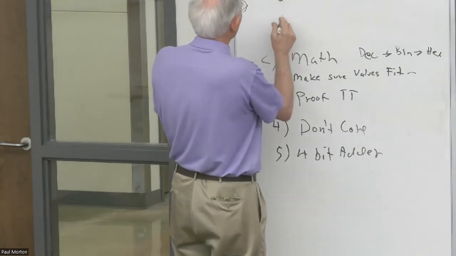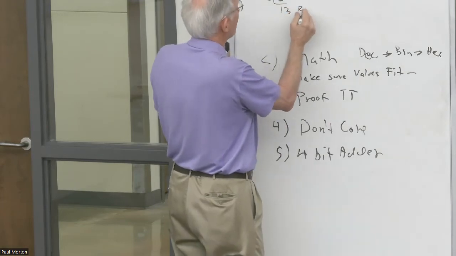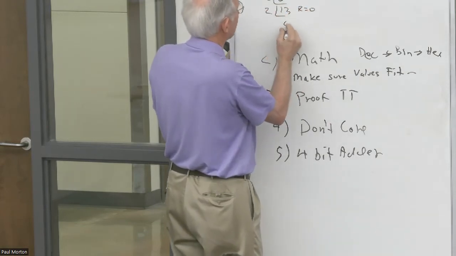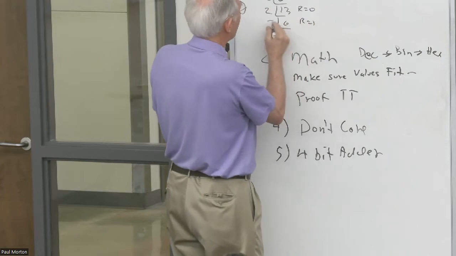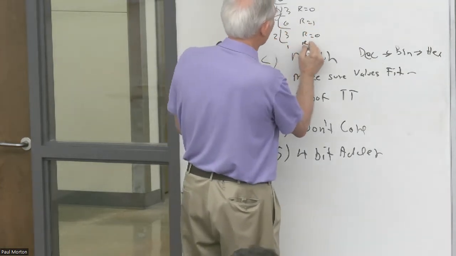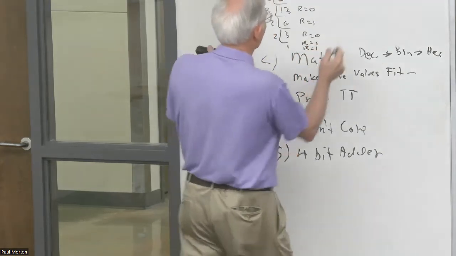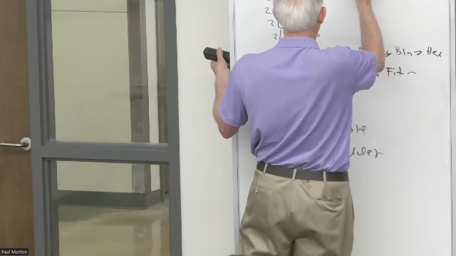Hopefully. So remainder 1, 2 into 26 is 13, remainder 0. 2 into 13 is 6, remainder 1. 2 into 6 is 3, remainder 0. 2 into 3 is 1, remainder 1. 2 into 1 is 0, remainder 1. And we're done. All right, so the number is going to be 1, 1, 0, 1, 0, 1.